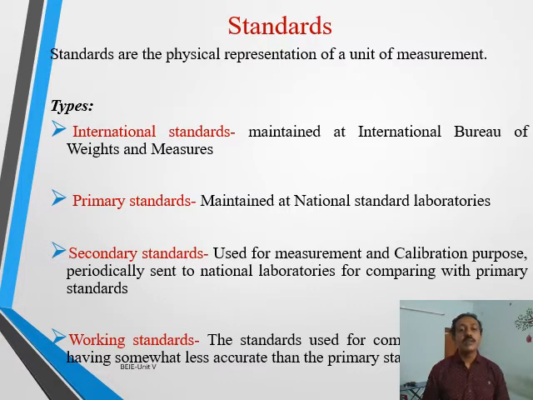Next is secondary standards. In some industries or in some national laboratories, they are using this type of secondary standards, and these secondary standards are used for calibration purpose and also for measuring purpose. If we want to calibrate any measuring instrument, we have to take our instrument to these laboratories, and we can compare with these secondary standards and calibrate our instrument. Then last one is the working standards. This is the standard that we are using for measuring purpose. So the standards that we are using for measuring purpose come under this working standard category.